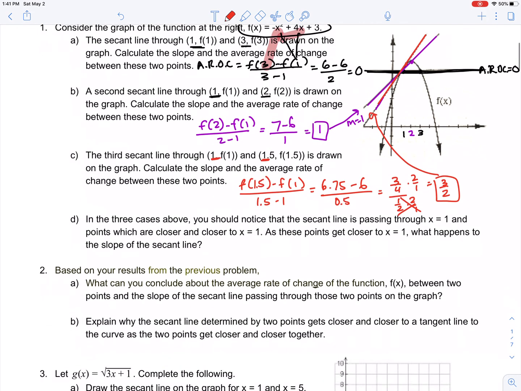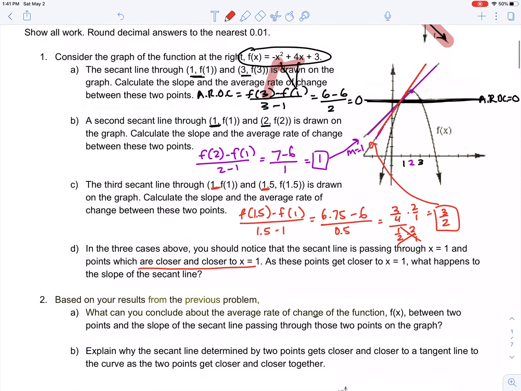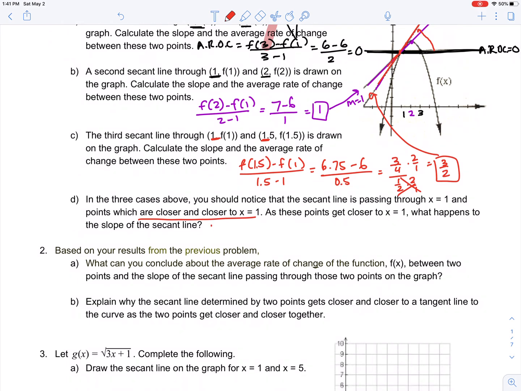And so what they're asking you to do in part D is notice what's happening as you get closer and closer to 1. It says, as these points get closer to 1, what happens to the slope of the secant line? If you'll notice, we're just narrowing down the interval. Eventually, we're going to get to the slope of just that tangent line. We're going to get that exact slope, or the instantaneous rate of change. So all we're going to say here is it approaches the slope of the tangent line.